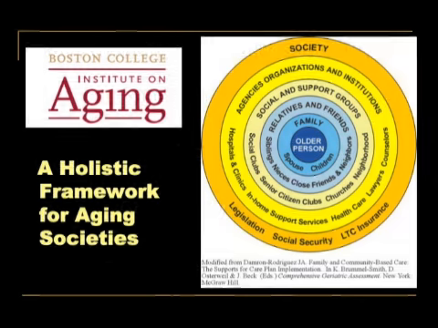Essentially what we have with the Institute on Aging is a holistic framework for aging societies. Whereas a number of other universities may have institutes or centers on aging that take a particular categorical approach, maybe they emphasize nutrition or emphasize medical care, health services, and so forth, what we want to foster here at BC is this holistic approach. And this particular chart sort of graphically shows the framework, that there are many arenas in which we need to address the ramifications of an aging society.